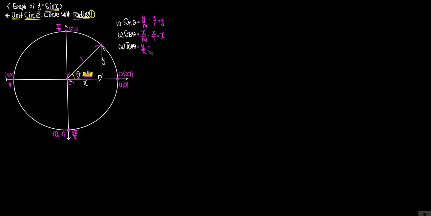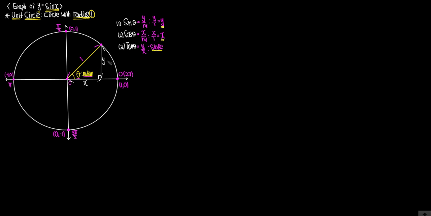And the tangent, y over x, is a slope of the trigonometric function on the unit circle. So that means the sine theta on the unit circle is the y coordinate, and the cosine theta is the x coordinate, and the tangent value will be the slope in the trigonometric unit circle.